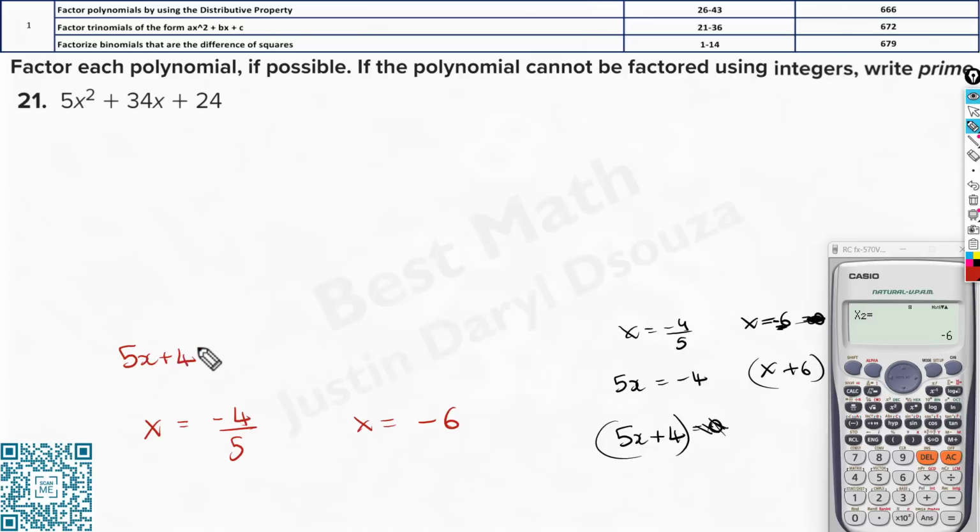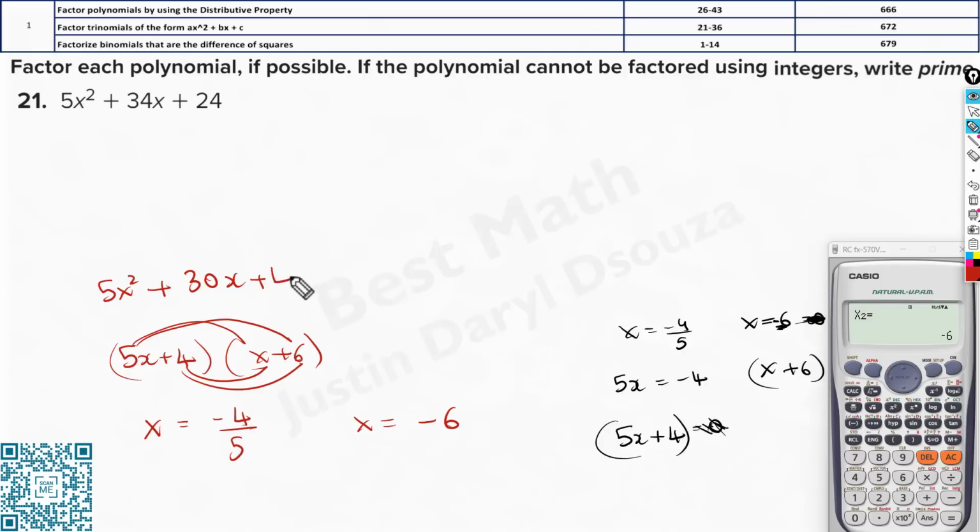5x plus 4 and you have x plus 6. Now here you need to know the FOIL method, that's multiplication. This multiplied by this, multiplied by this, here and here. Okay, so 5 times x will be 5x squared plus, then 5 times 6 is 30x, plus 4 times x is 4x, and lastly we have the numbers, 4 times 6 is 24.